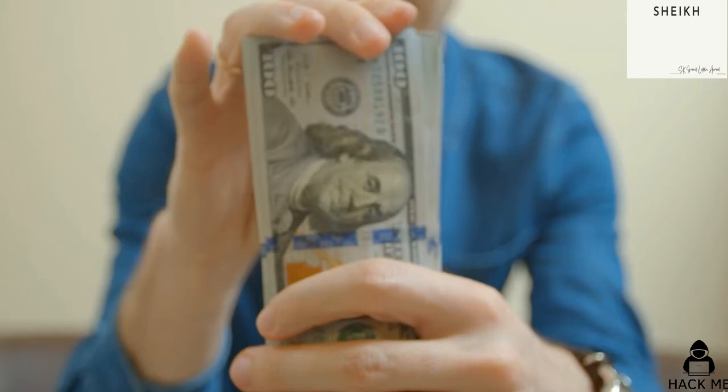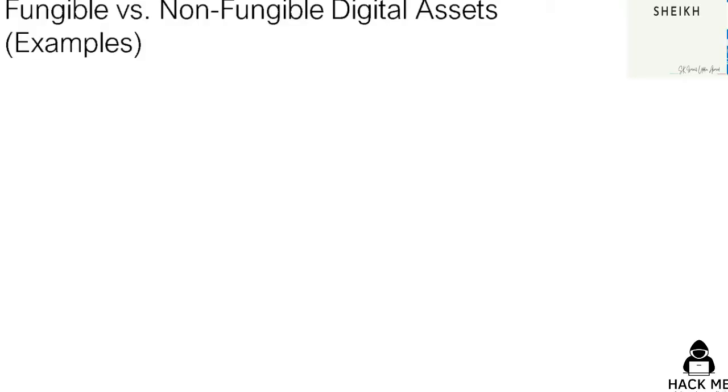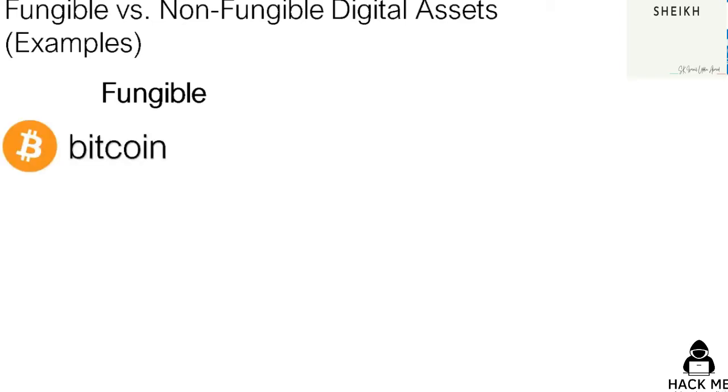Now, what I wanted to explain to you is that let's go now to digital assets and explain fungible versus non-fungible digital assets. So let me go through some clear examples of fungible digital assets. Bitcoin is fungible. You don't care if I give you 3 Bitcoins. You don't care if it's the first Bitcoin I ever got. You don't care if it's the last Bitcoin I ever got.